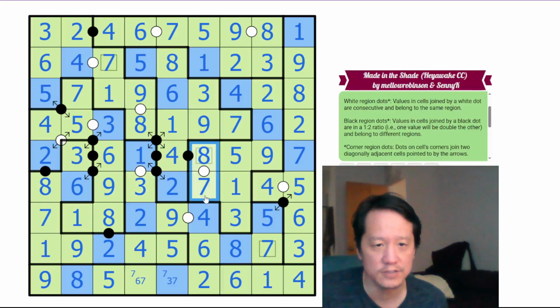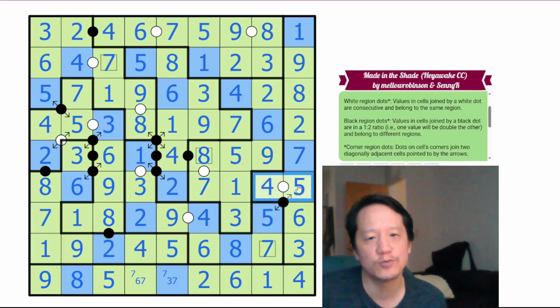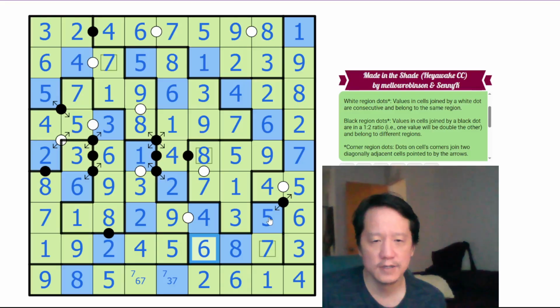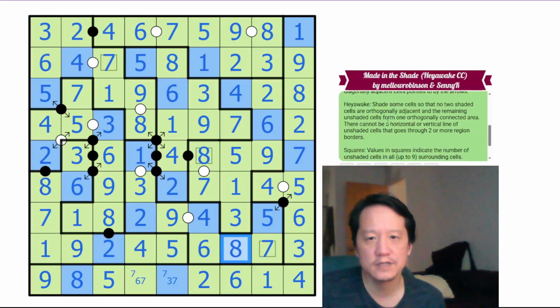8 and 7 are consecutive. They are in the same region. 4 and 5 are consecutive. They are the same region. 8 is in a 1 to 2 ratio with 2 doubled, which is 4, and they are different regions. 9 is consecutive with 4 doubled, which is 8, and they are in the same region. 5 doubled is 10, which is in a 1 to 2 ratio with 5, and they are in different regions. So those are all the dots.